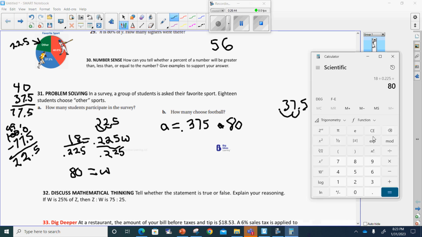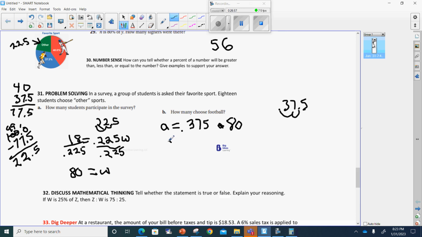So let's go ahead and check that out. I'm going to take 80 and multiply it by 0.375. And that's going to be 30. So 30 people chose football.